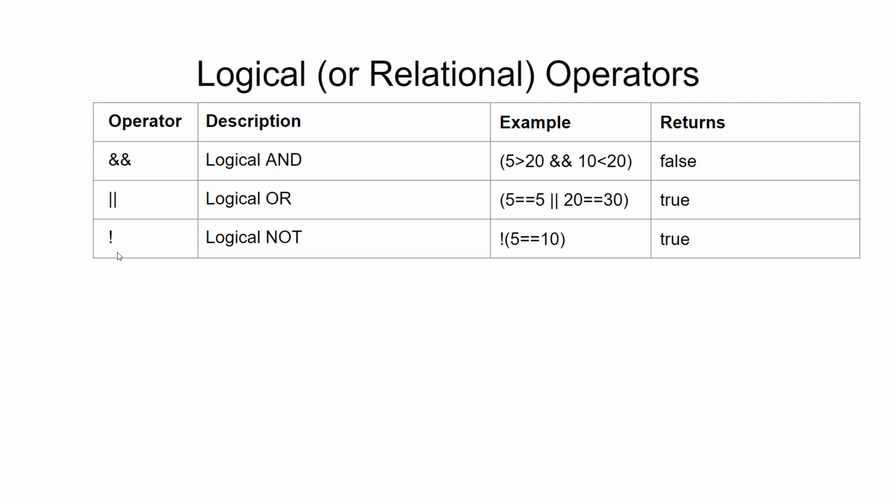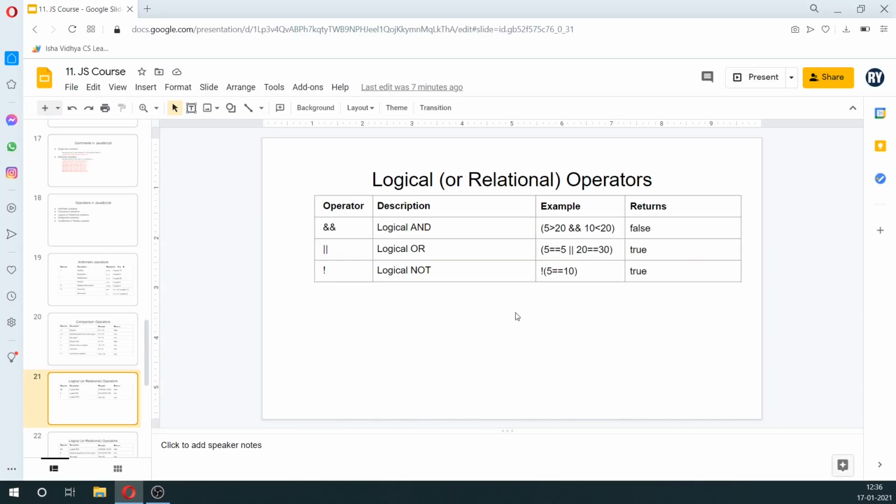And finally we have the NOT operator. The NOT operator will basically reverse the value of whichever expression it is put in front of. So here we have the NOT, and then there's an expression inside the brackets. 5 equal to 10 is a false statement. So not false would be true. The NOT operator will basically inverse the truth of whichever expression it's put in front of. So if it's put in front of false, it will automatically become true. If it is put in front of true, it will become false. So it's as simple as that. Now let's look at some examples.